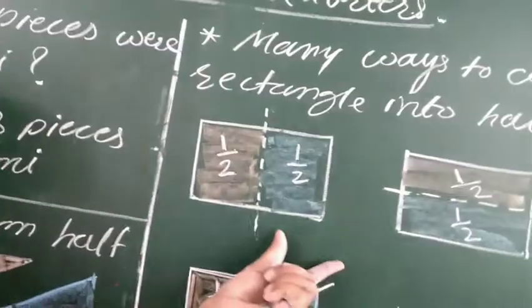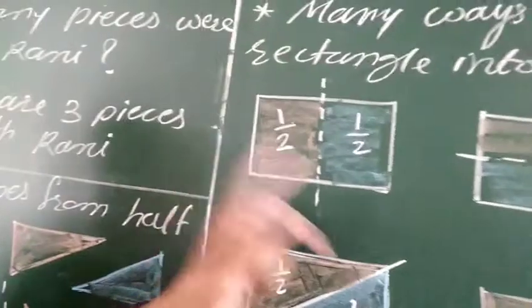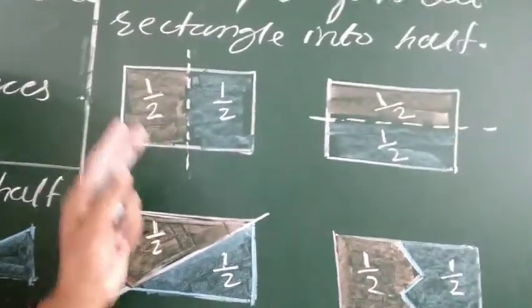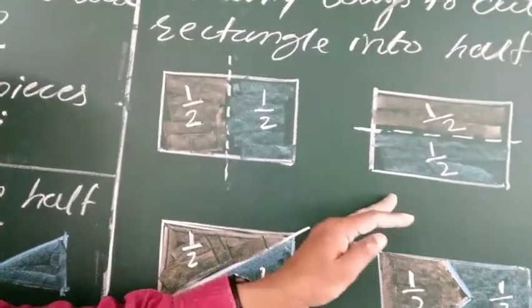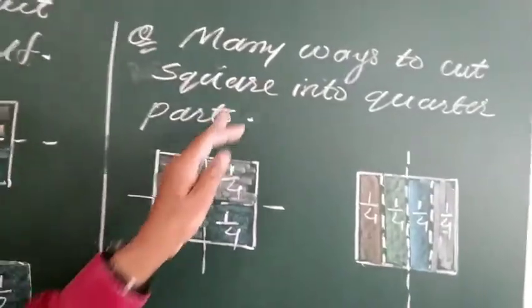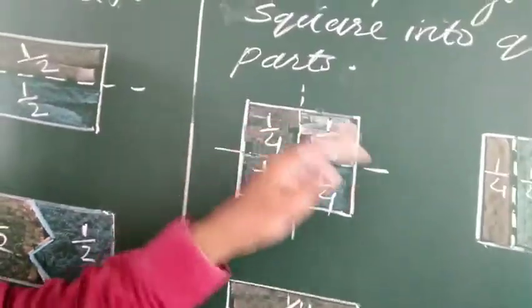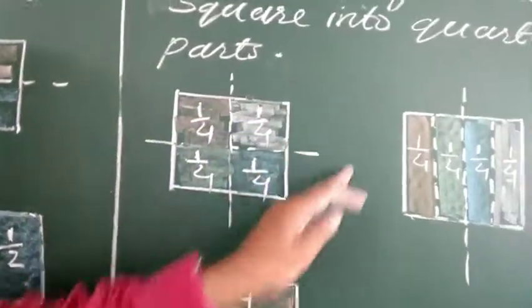In question 3, many ways to cut a rectangle into half. Here, different rectangles are there, and each rectangle is divided into 2 parts, meaning half parts. Each part is half, but the way of making half is different here. So in this question, we try to make the half of this rectangular sheet in 5 different ways. And in the last question, many ways to cut a square into quarter parts. So see, 1, 2, 3, 4, 5, 6 square sheets are there, and each square is divided into 4 parts, and each part is a quarter part, but the ways of making the quarter part are different here.